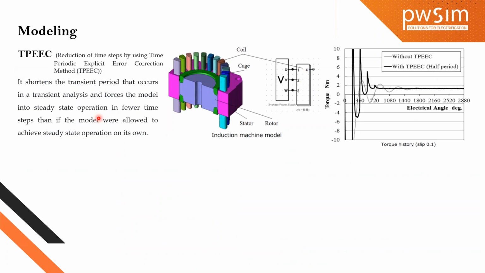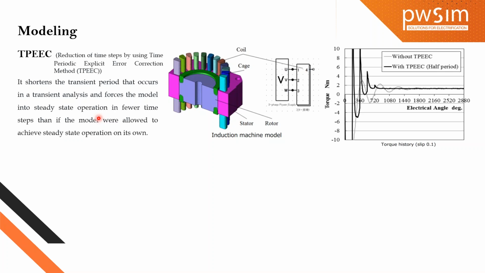Apart from that, for the induction motor, we have TPEC, that is the time periodic explicit error correction method. Where you have a long transient curve, you can settle the transient curve into a steady state in a shorter time, with a smaller number of steps. It shortens the transient period that occurs in a transient analysis and forces the model into steady state operation in fewer minutes than if the model were allowed to achieve steady state operation on its own.